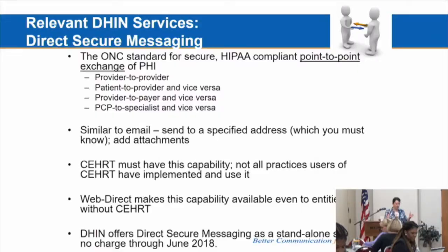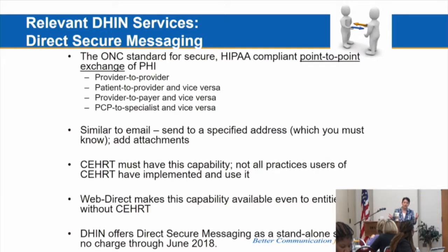How am I doing on time? Ooh, gotta go. All right, I already mentioned direct secure messaging. I won't really belabor this a lot other than to say it is the ONC standard nationwide for secure, HIPAA-compliant, point-to-point exchange of personal health information, protected health information. So you think about all the combinations and permutations of healthcare entities that need to communicate with each other, and direct secure messaging is a viable and useful protocol for doing that, and it's the ONC standard for doing that.